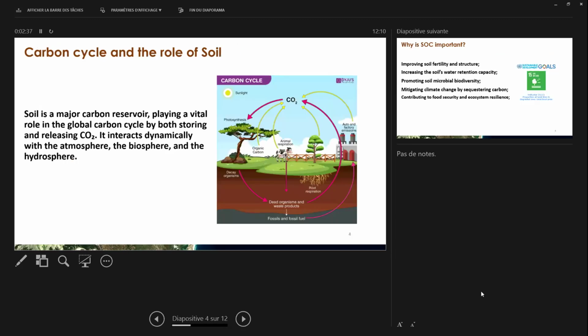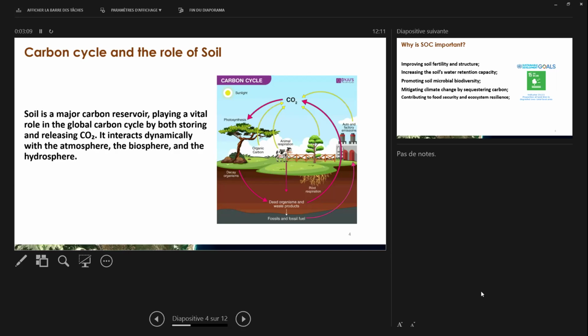This element, the soil carbon, plays a role in the global carbon cycle by both storing and releasing carbon dioxide, and it interacts dynamically with the atmosphere, the biosphere, and also the hydrosphere components.